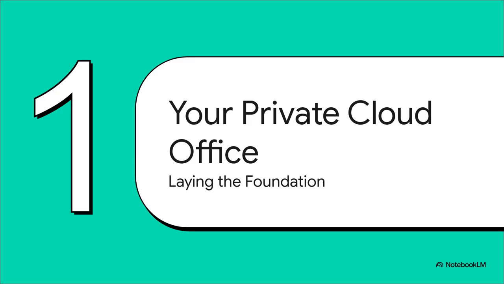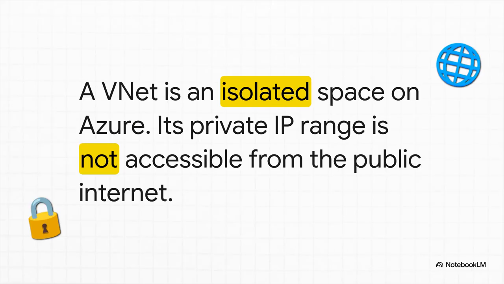Okay, first things first. Before we can even think about building up, we have to secure our plot of land. This first step is all about carving out a private, totally isolated space in the massive world of Azure that belongs only to you. So when you create a VNet, what you're really doing is defining a private range of IP addresses. It's kind of like putting up a giant, invisible fence around your property. By default, anything you decide to build inside that fence is completely invisible and, more importantly, inaccessible from the public internet. It's your own private bubble in the cloud.